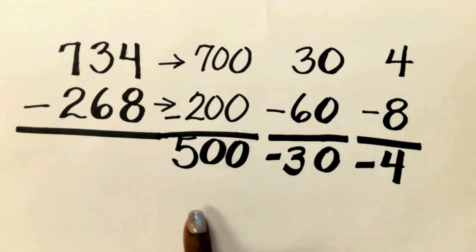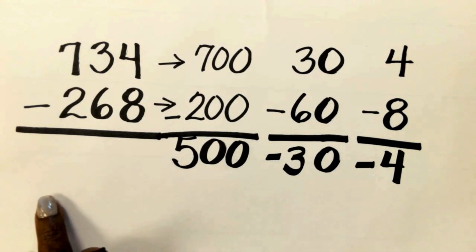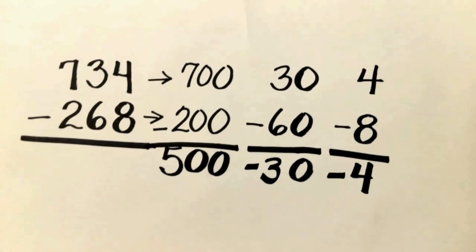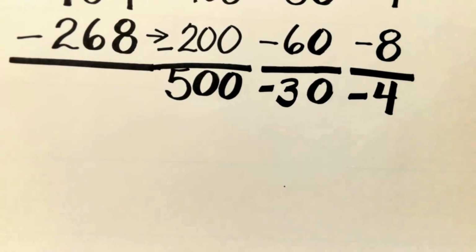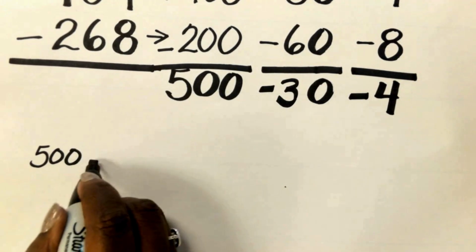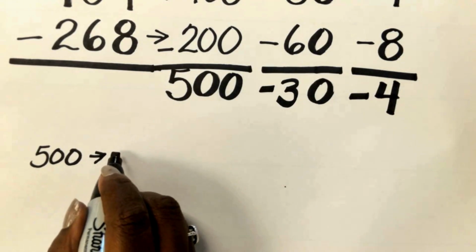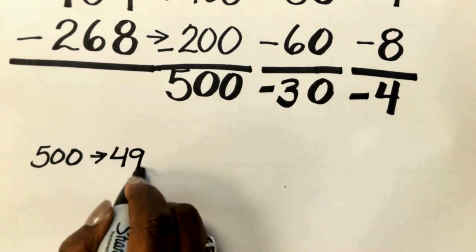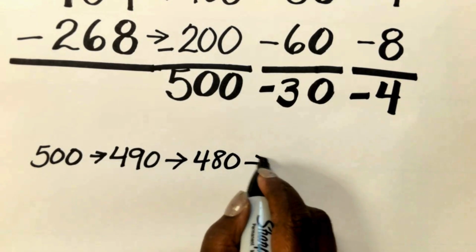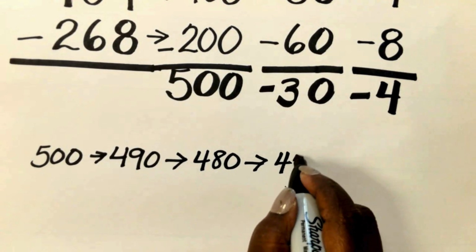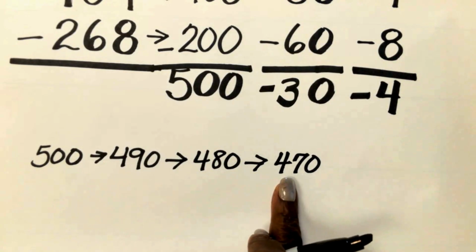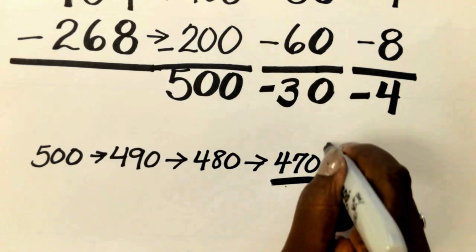Okay, so let's see. I'm going to have 500. I want you to see what I'm doing because I want you to see my thinking, okay, guys? Here we go. I'm counting back 10. That's 500. Count back 10. That'll be 490. Count back 10 again. That's 480. Count back 10 again. Oh, that's 470. I counted 3 tens. 1 ten, 2 tens, 3 tens. And I ended on 470.